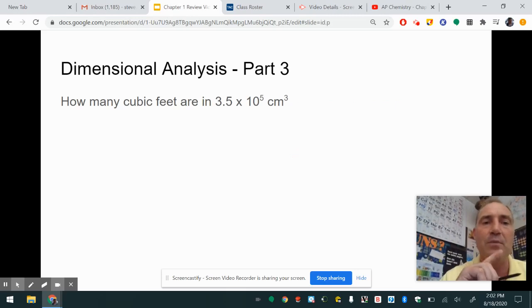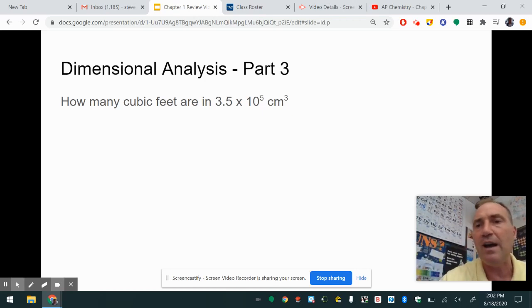All right, here we go. One more dimensional analysis. How many cubic feet are in 3.5 times 10 to the fifth cubic centimeters? Oh boy. Okay, so here's the rule with cubes and squares and all that other stuff: whatever you do to the unit, you have to do to the conversion factor. So for example, if the unit is cubed, you have to cube the conversion factor.